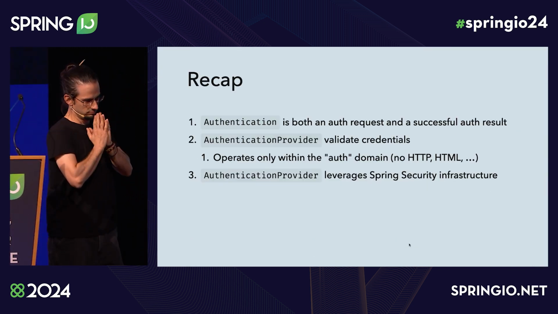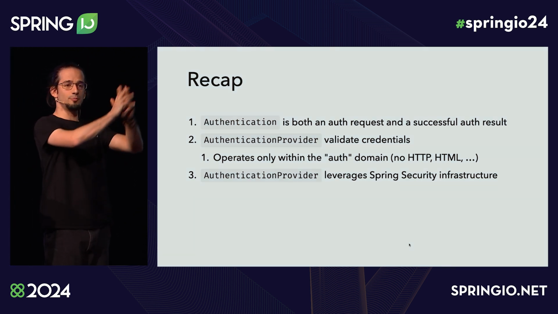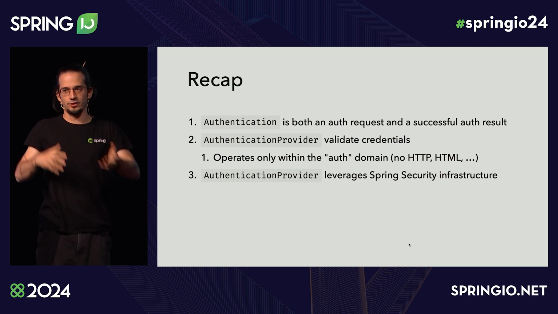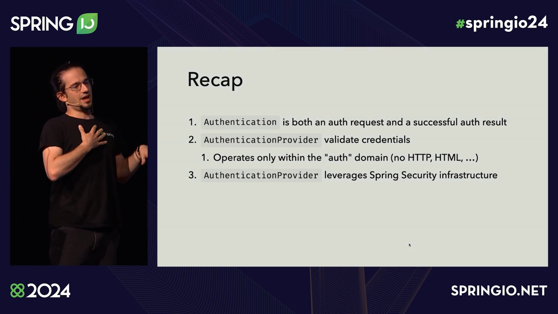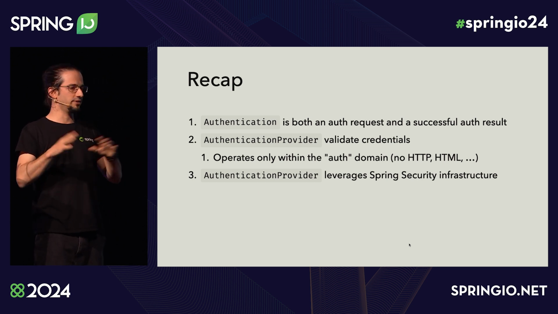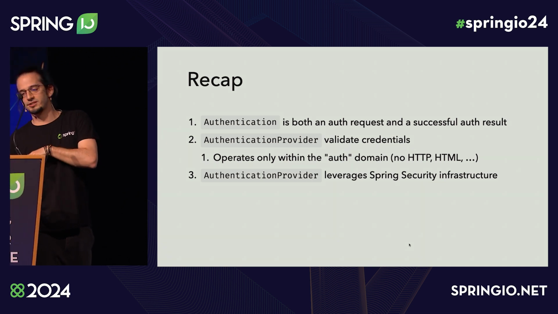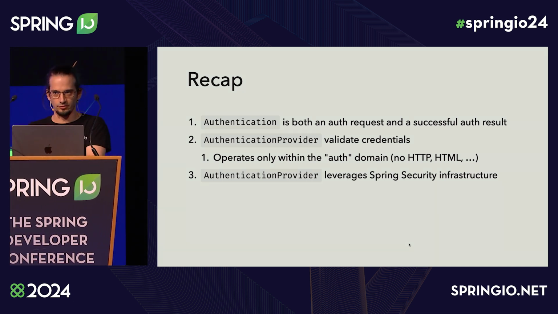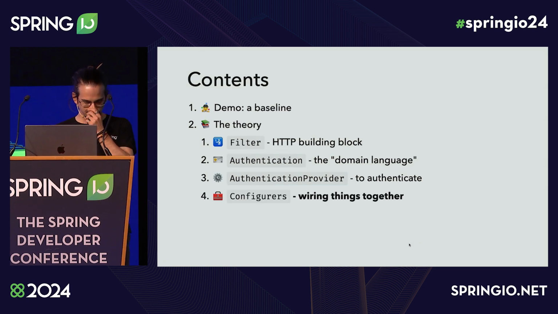So recap. The authentication object, or the authentication interface, represents both a bag of credentials that I need to check and the successful result of an authentication. This transformation happens in an authentication provider, which only operates within this auth domain. So I don't need to care about HTTP, I don't need to care about parsing requests, and so on. And the authentication provider is then in an authentication manager that leverages all of Spring Security infrastructure.